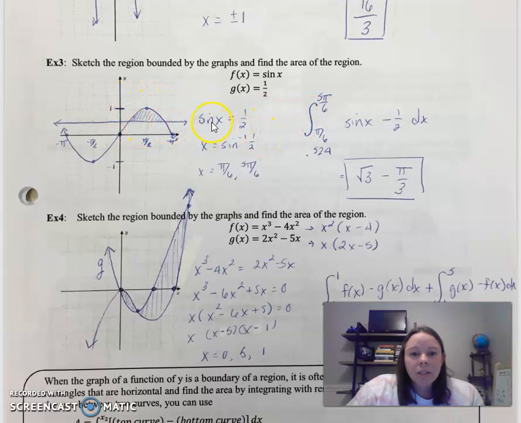Set sine of x equal to 1/2 so you can solve for x. That's where I'm getting the bounds. Then set up your definite integral. And again, what are you going to hit first when you drop down from the top? That's going to be sine of x. So that's the function that goes first, minus 1/2 dx.